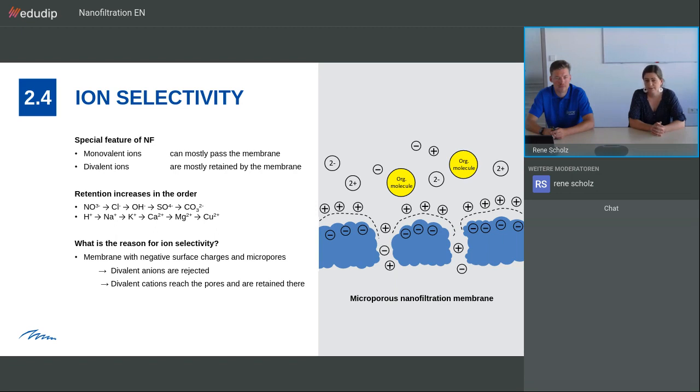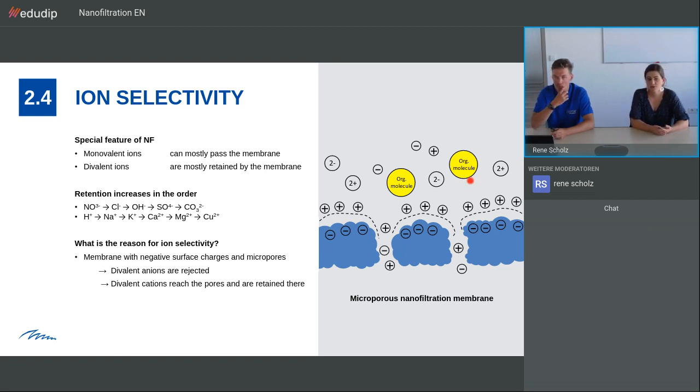This is because the processes of separation for nanofiltration are quite complex, more complex than reverse osmosis, where we simply think about the membrane as a complete layer where molecules get diffused and pass the membrane like this. In nanofiltration, we have micropores. So we have a membrane with negative charge on the surface. You can see this indicated here. The membrane is shown in blue, and you see the negative charges. And this membrane also has micropores. We have organic molecules here, which are too large to pass the pores, so they are retained by the membrane.